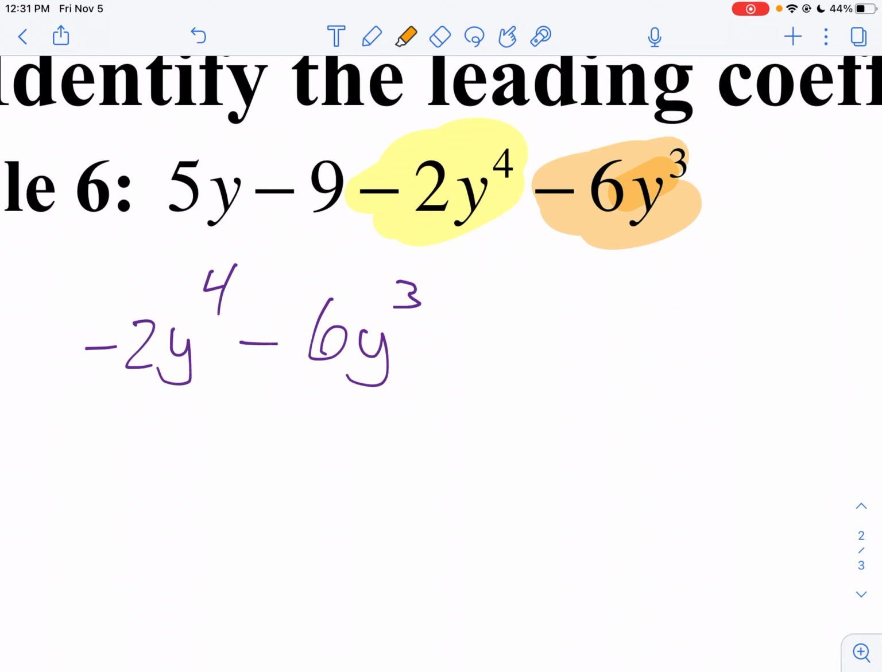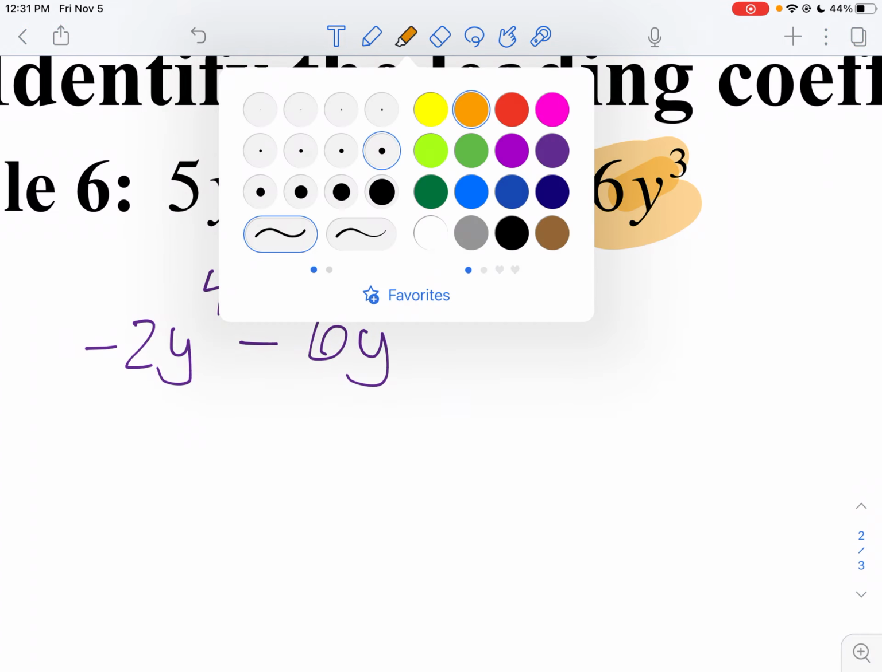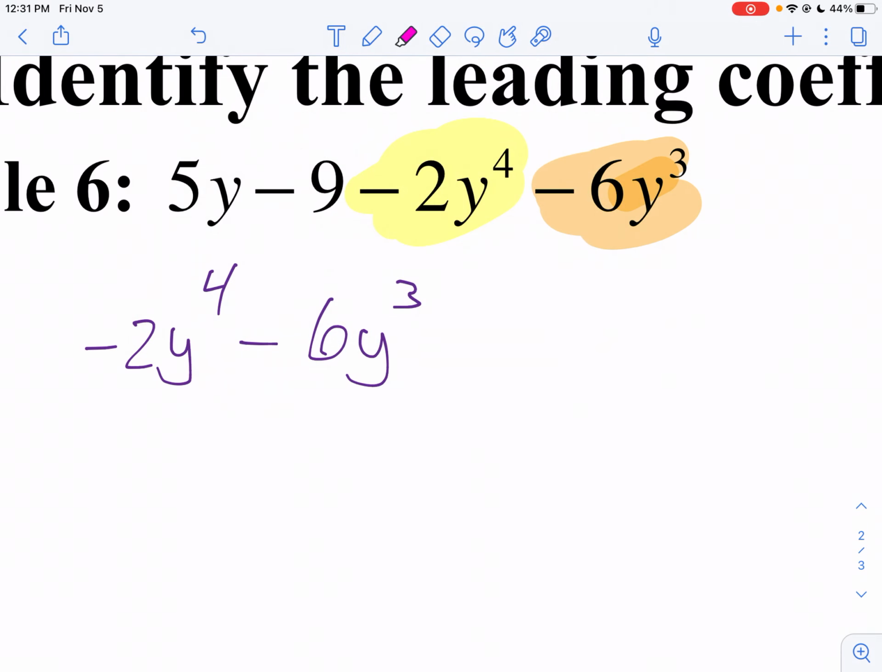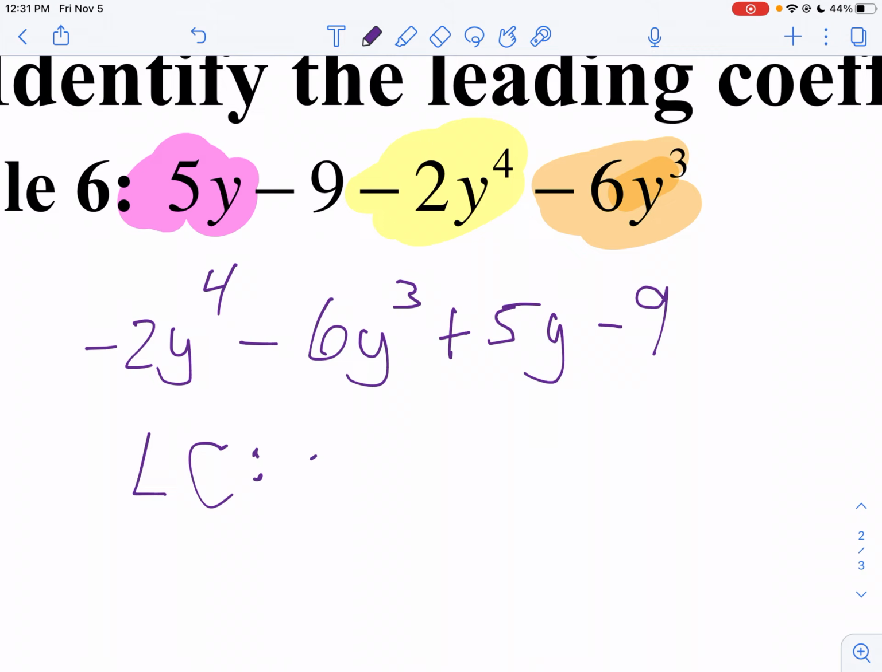And then I don't have a squared term, but my third term would be positive 5y. If there's no sign in front of the symbol, it means plus. So plus 5y, and finally minus 9. Your leading coefficient includes the sign. So my leading coefficient is negative 2. And that's what you do for those.